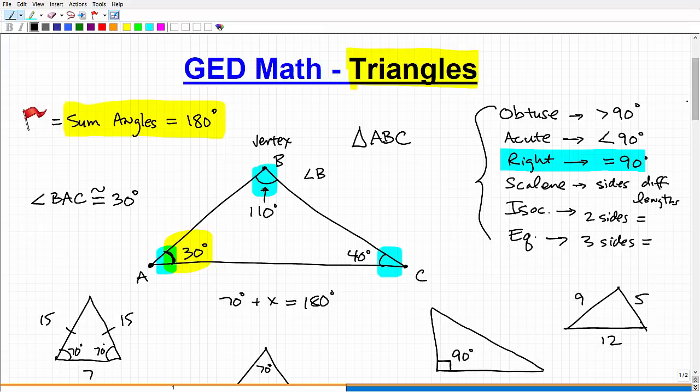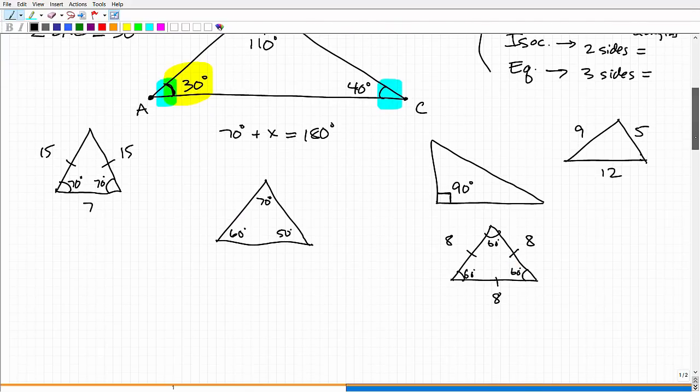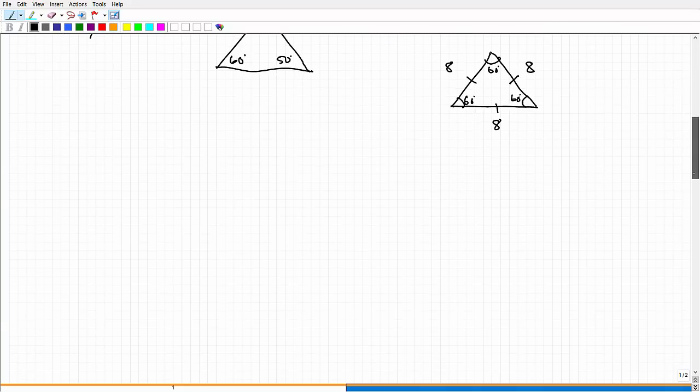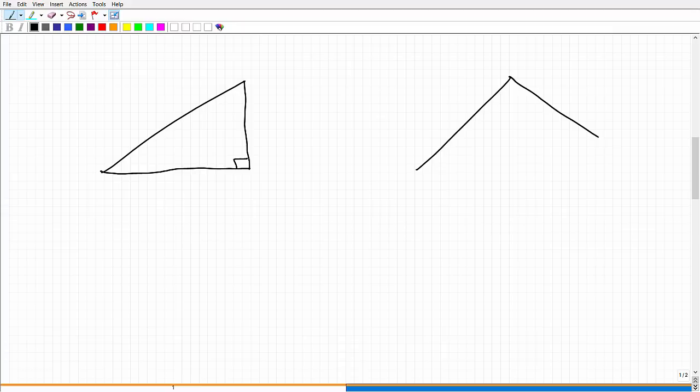Now, let's talk about a couple things here. And again, this is no substitute for a full lesson on triangles, but I am trying to get you to be mindful that this is a pretty big topic. I want to talk a little bit more about right triangles, okay? And then I want to talk a little bit more about some triangle inequalities, and I'll get to that in 1 second.